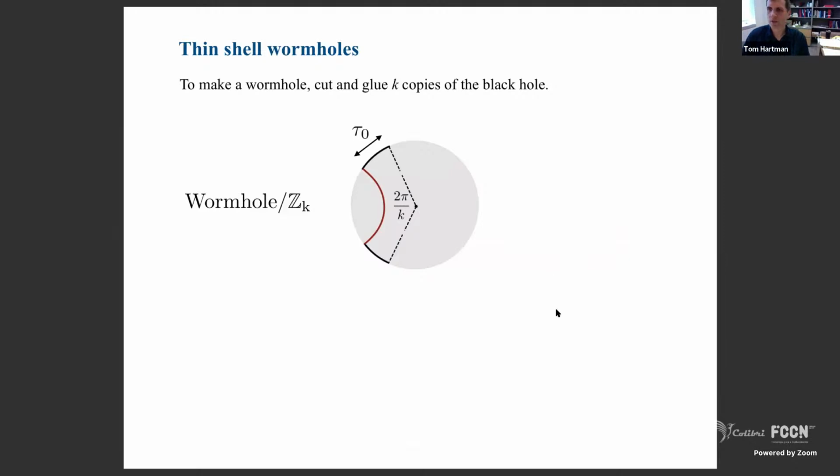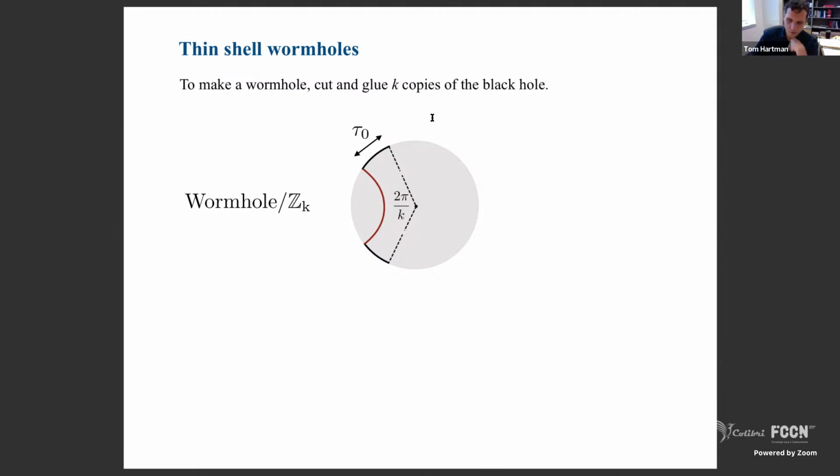Now we can go to the wormholes. As I said, to make a wormhole, we're going to cut and glue K copies of this pure state black hole. The first step is to cut it up. By cut it up, I mean we just take a wedge of this. I'm not going to keep drawing the vacuum region. I'll just draw the black hole region. So this is the black hole region of one of these collapsing black holes.